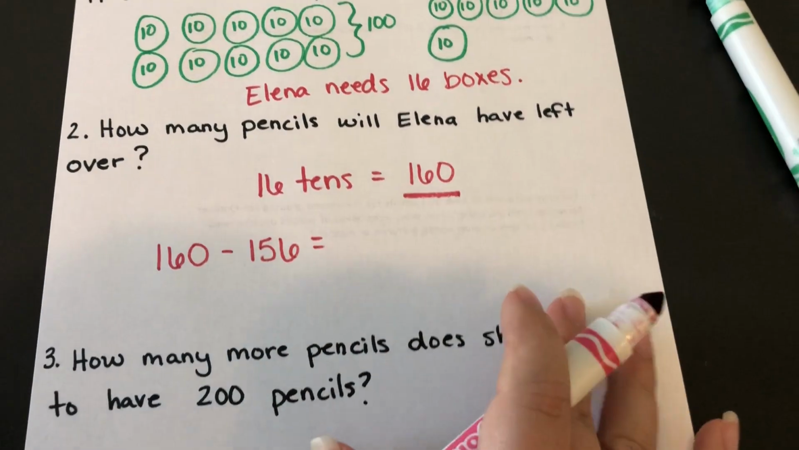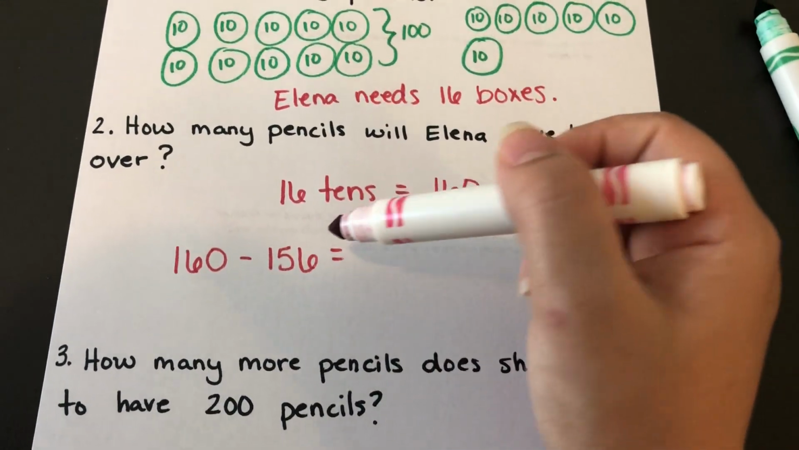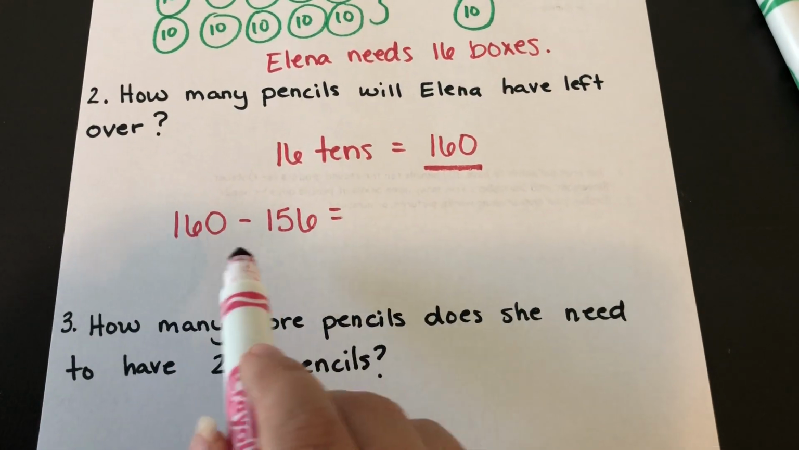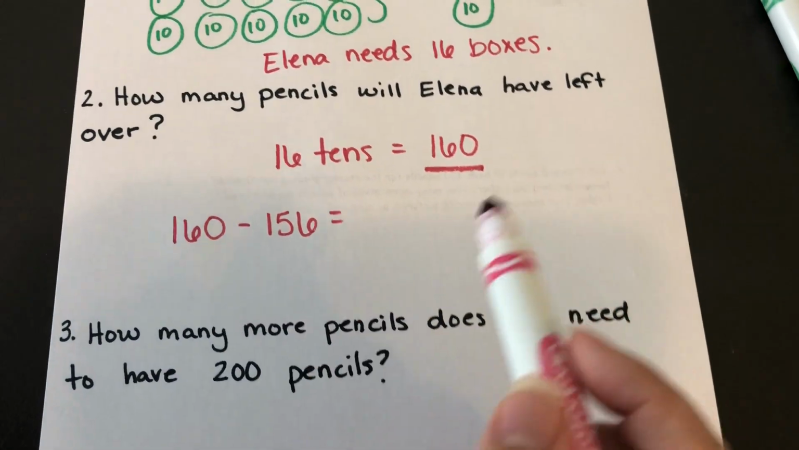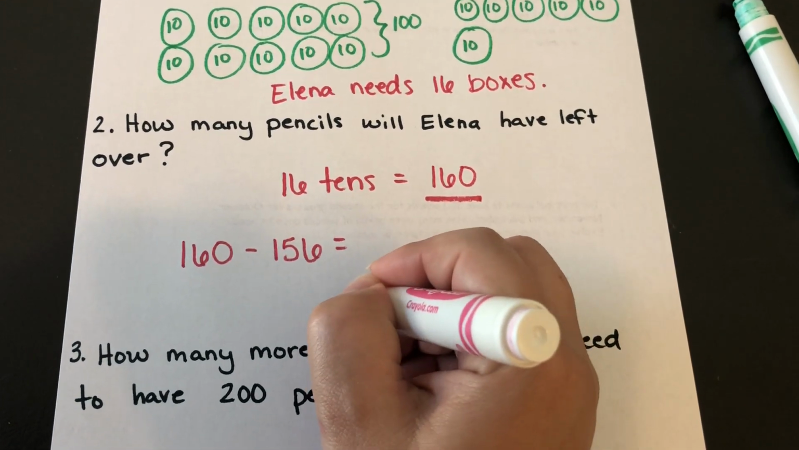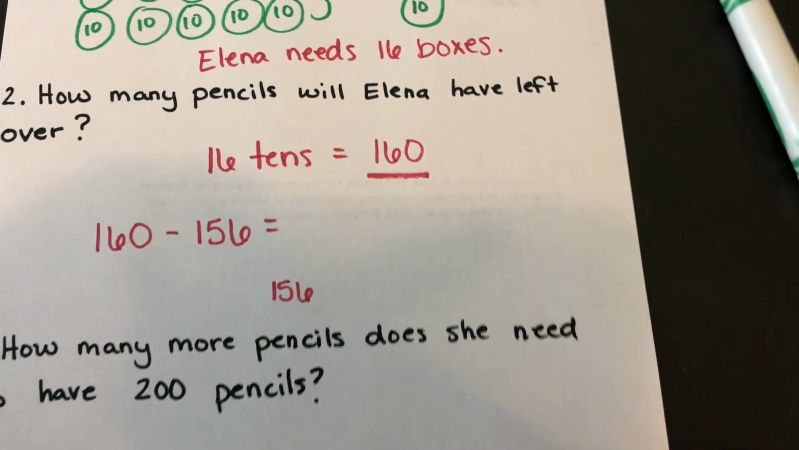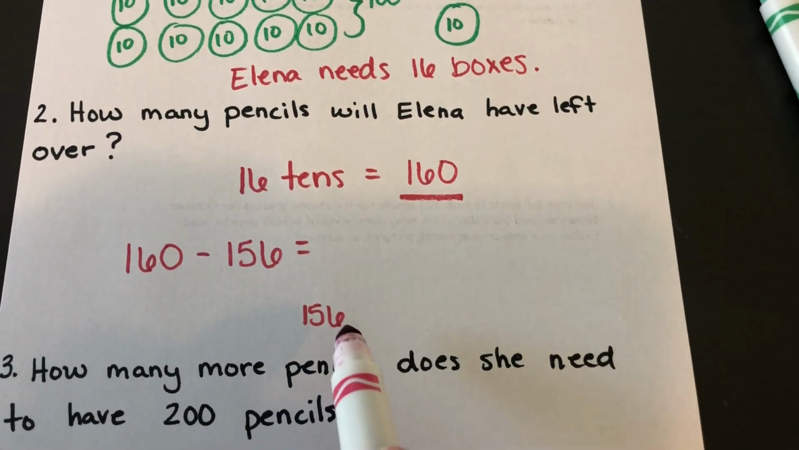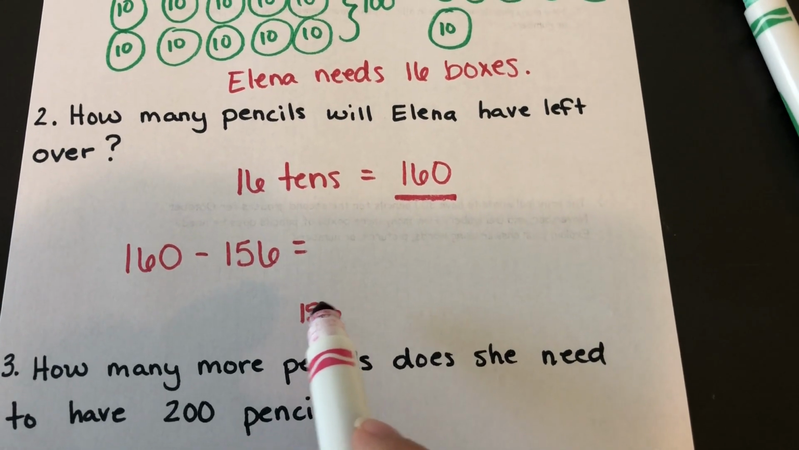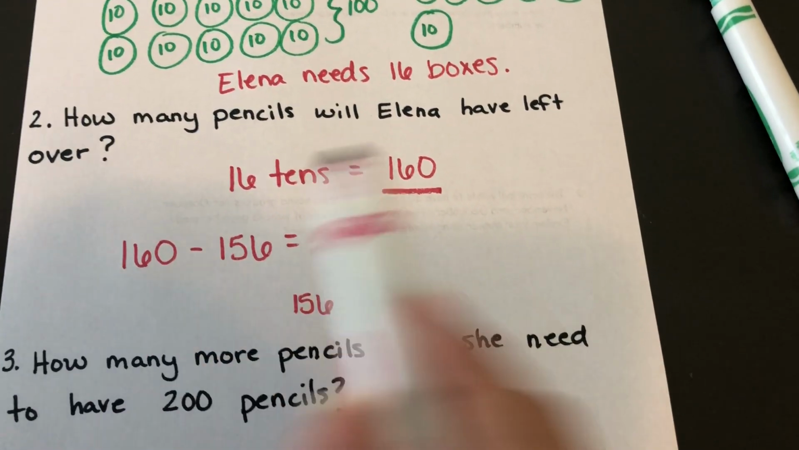156. So one way to do subtraction when the numbers are really close to each other is actually just by counting up. So I can think of 156, and I would be doing this in my head, but I'm going to show you what it would look like on paper. So I'm going to think of 156, and I'm going to count up until I get to 160.